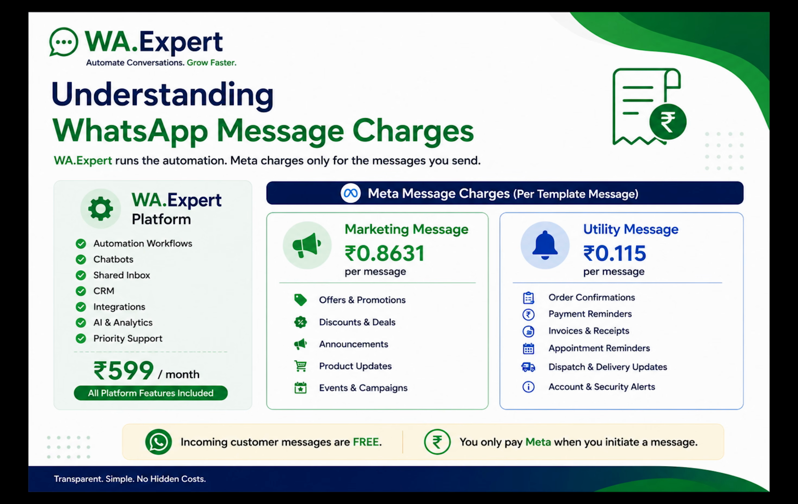So you'll be charged either marketing or utility. The Meta pricing, these are not marked up prices, these are the actual costs. So Meta charges you 86 paise for a marketing message and 11 paise for a utility message. So all your order updates, payment reminders, invoice updates, appointments, dispatch updates, any update, any alert is a utility message. And all your marketing messages are all your other messages, as the word says. And on the left is the price for our platform, which I will discuss later.